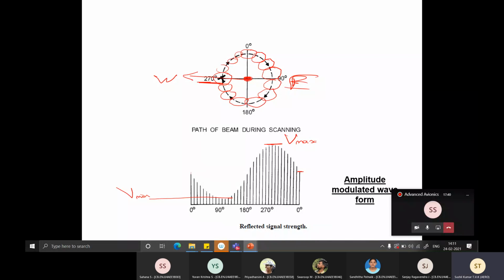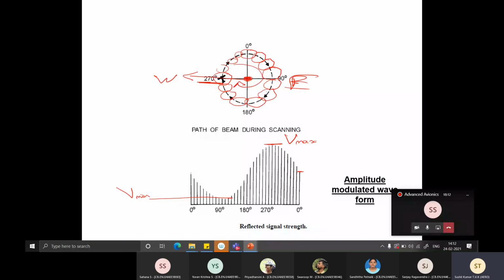So this whole thing is amplitude modulated. You'll be able to make out which direction the aircraft is exactly. And these are extremely narrow beam widths, unlike the search radar, which had a very large beam width. But mechanically, just imagine to rotate like this is very difficult, quite cumbersome.